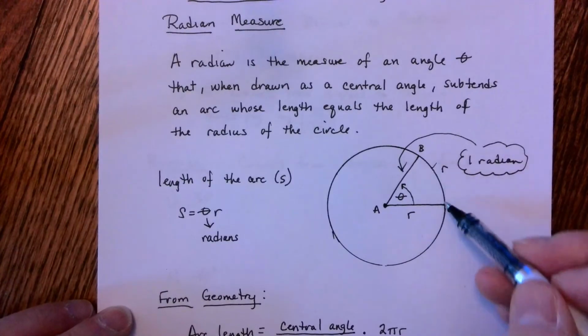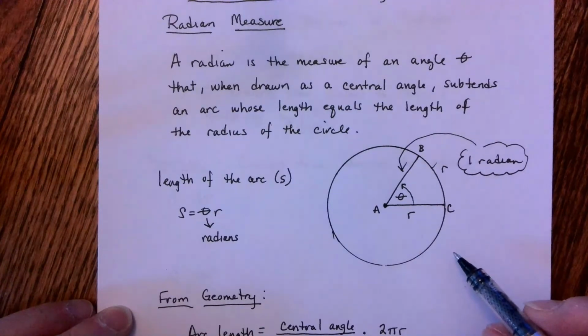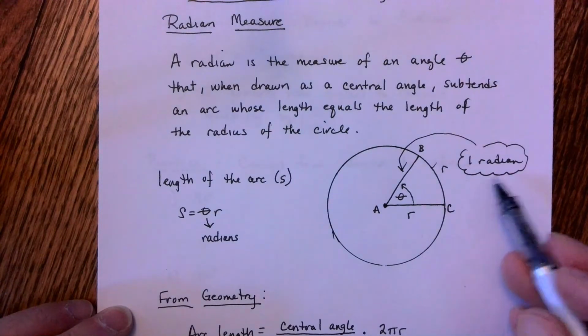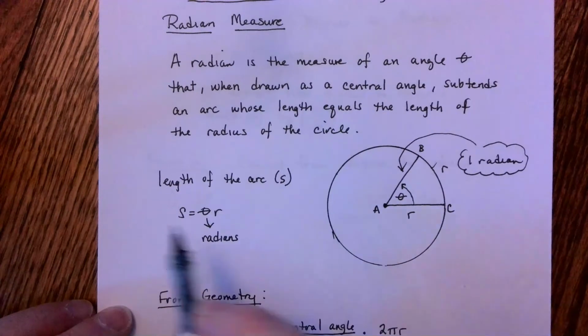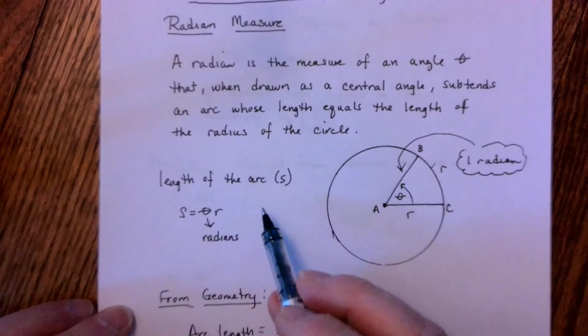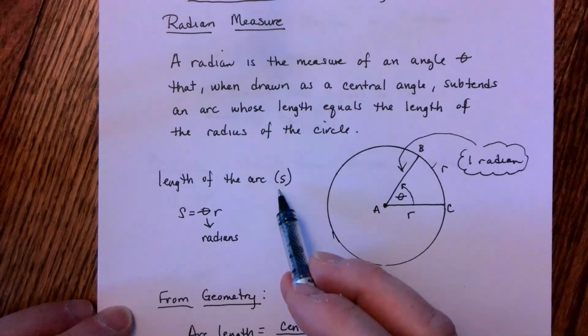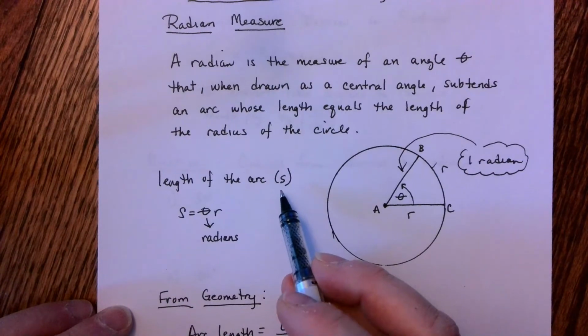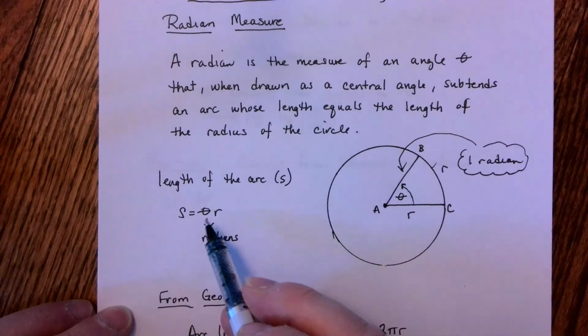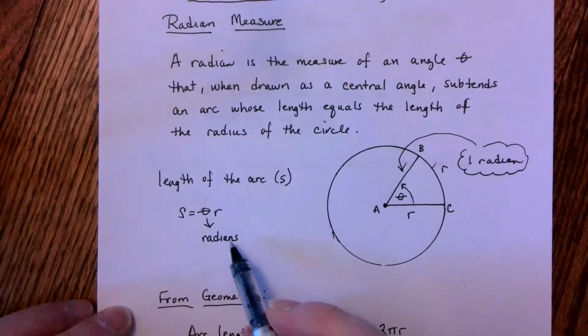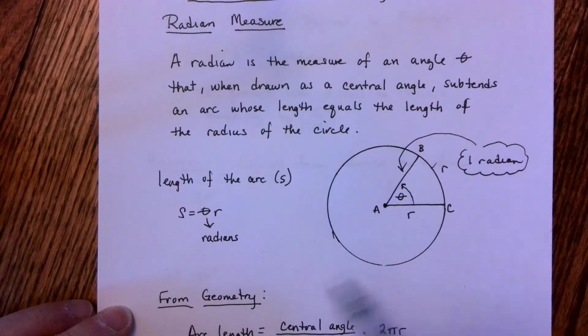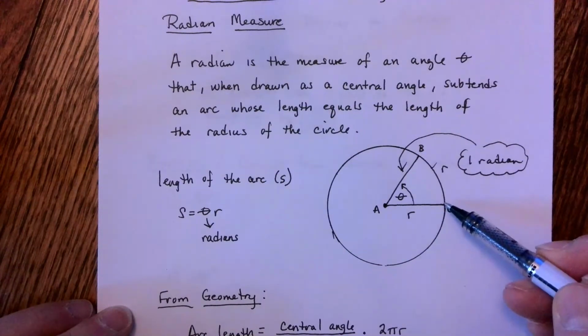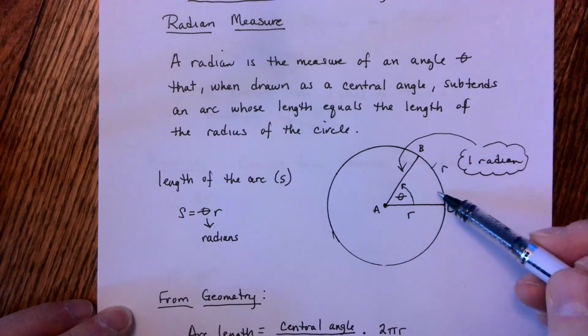When the arc length and the radius are the same, that's what we would say is 1 radian. Therefore, the length of the arc, s, is our variable we're going to use to denote the length of an arc, and it is equal to our central angle measured in radians times the radius of the circle. So it makes sense that if our radius increases, this distance is going to increase.